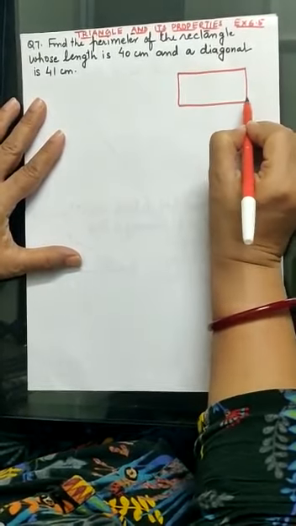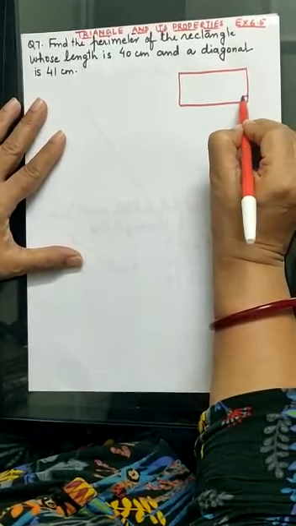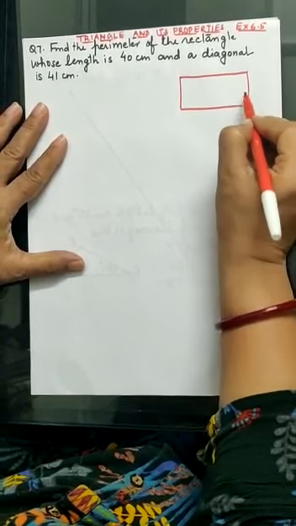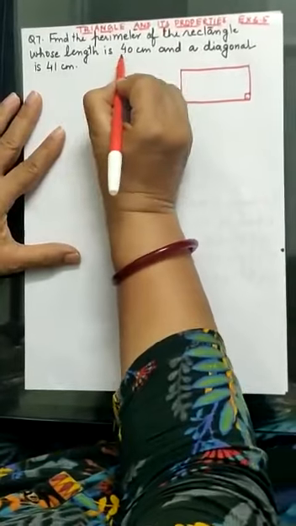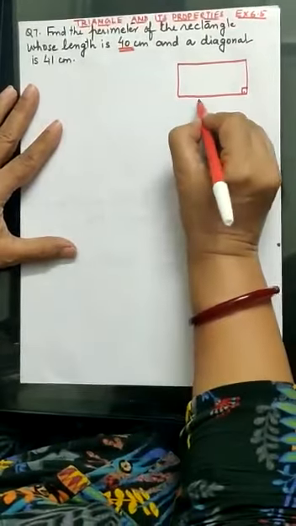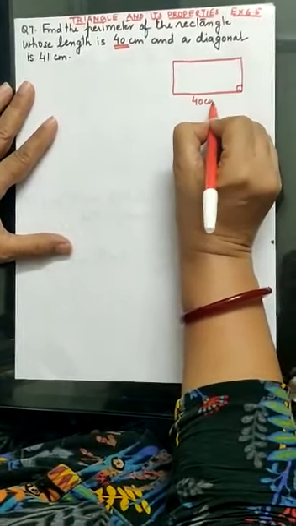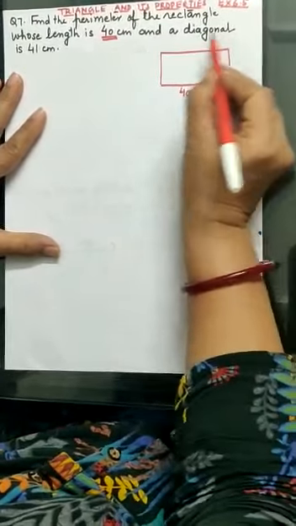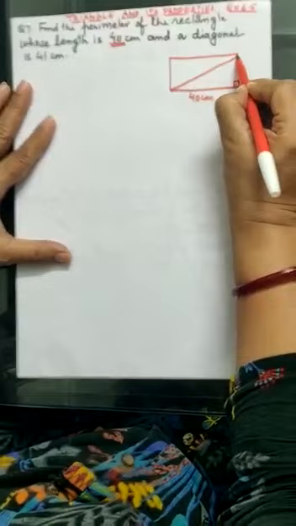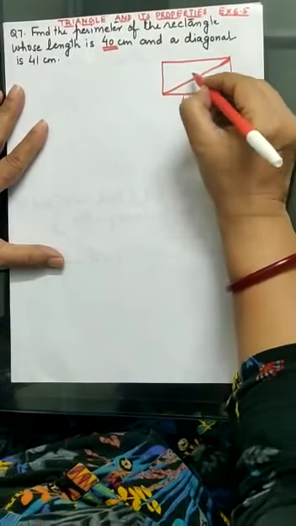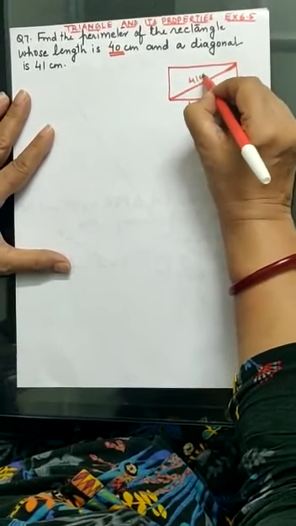Okay, and we know that each angle in a rectangle is a right angle, means this is right angle, this is right angle, this is right angle, and this is right. Okay, it is given that length of the rectangle is 40 centimeters. So this is 40 centimeters. Okay, and a diagonal is 41 centimeters. This is the diagonal, this one, and this is given 41 centimeter.